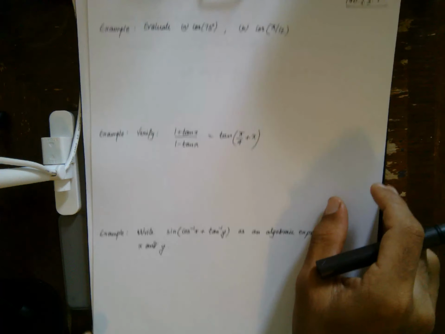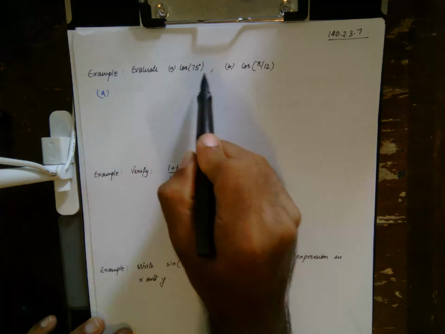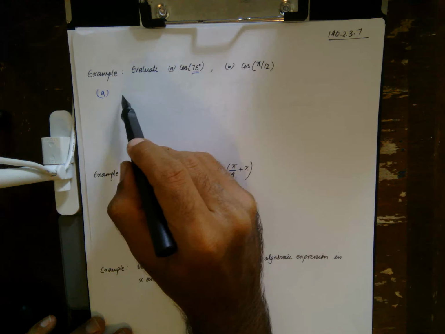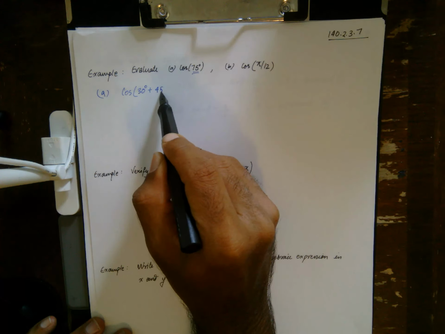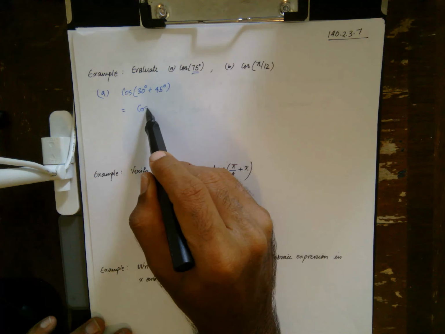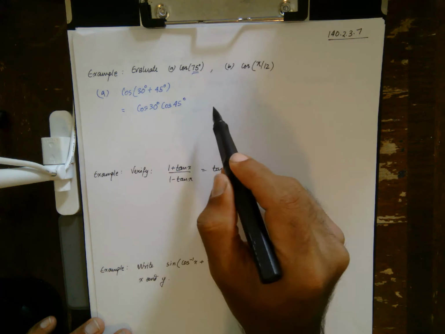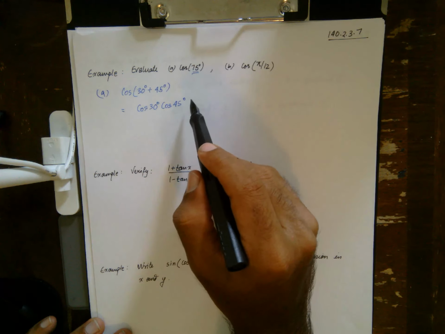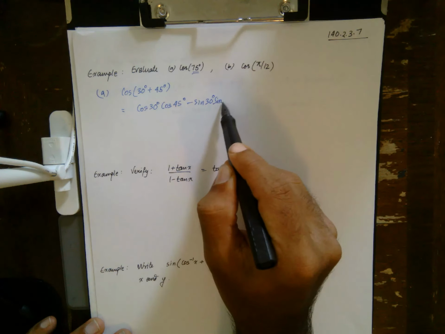Let's look at an example. Evaluate these without calculator. So to get a sum of 75, we look at some standard values of trig ratios that we know, cosine 30 and 45. And this is going to be cosine 30, cosine 45. Because it's a plus, for the cosine it's going to be negative. Sine 30, sine 45.